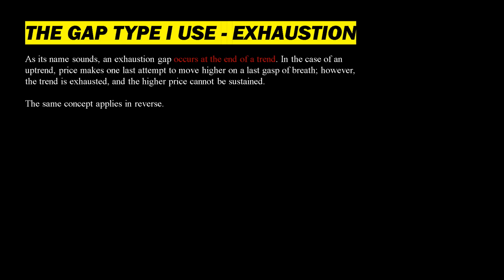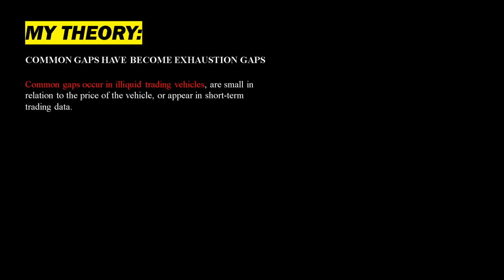Now, as its name sounds, an exhaustion gap occurs at the end of a trend. In the case of an uptrend, price makes one last attempt to move higher on a last gasp of breath. However, the trend is exhausted, the higher price cannot be sustained, and it moves down. Same thing applies in reverse. Let's say a stock has been getting beaten down all year long and we have a gap down all of a sudden. That's a good indication you should buy and get into that security because, again, my theory is that common gaps have become exhaustion gaps.